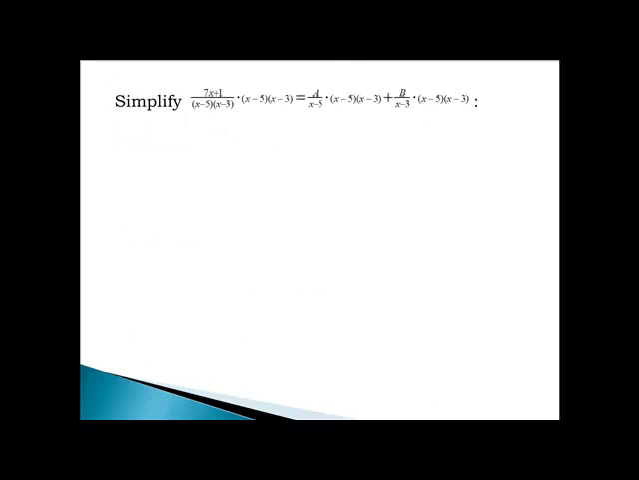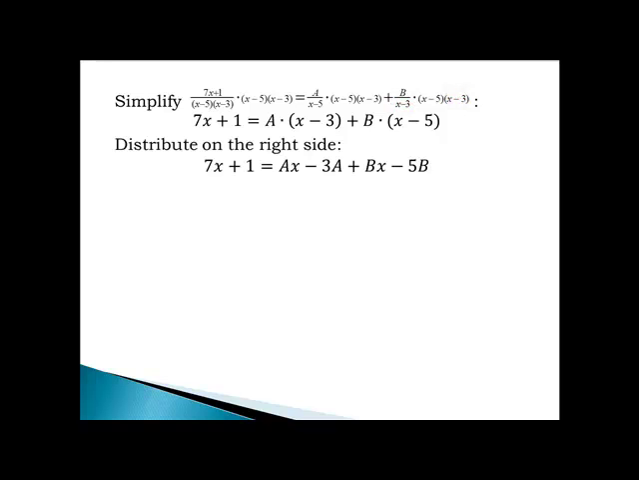We want to simplify that expression. Over on the left side, I am able to cancel the product x minus 5 and x minus 3. Over on the right, in the first term, I'm able to cancel the factors of x minus 5, and in the second term, I'm able to cancel factors of x minus 3. I'll distribute on the right side, distribute the a through the parentheses, and I end up with ax minus 3a. Distribute the b, and I end up with bx minus 5b.